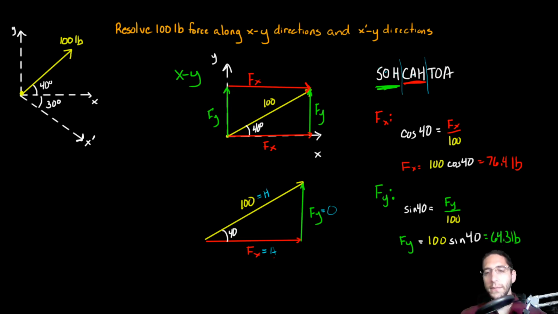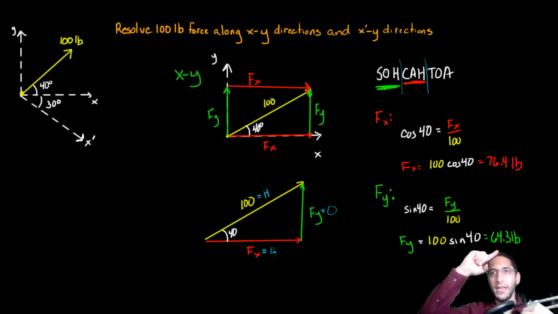So this right here is our y component, and this one up here, our Fx, is our x component, and that's our answer. So that's what the magnitude of that resultant along the x is.